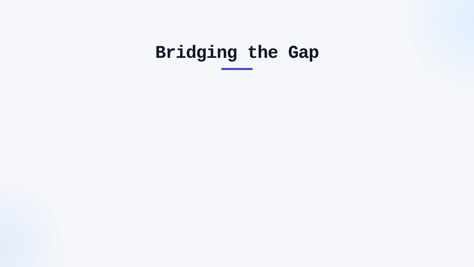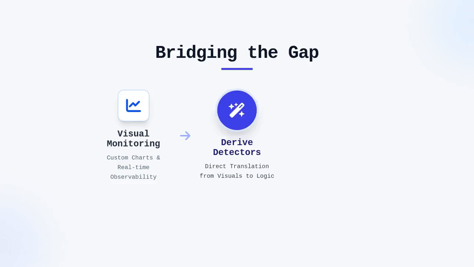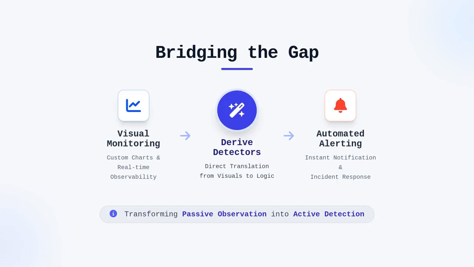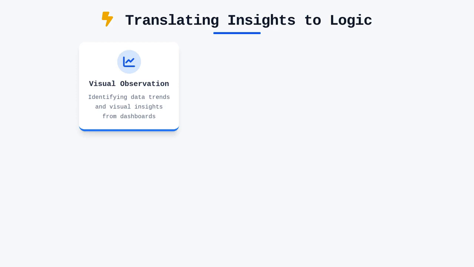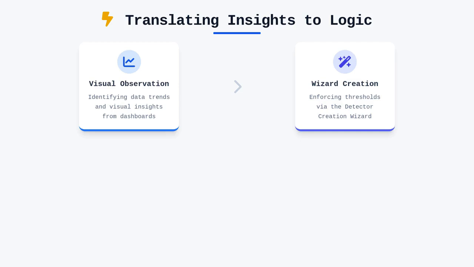Hi there. Let's explore how to bridge the gap between visual monitoring and automated alerting by deriving detectors directly from your custom charts. In this chapter, we focus on the efficiency of translating visual insights into automated operational logic. You will learn how to transition from simply observing data trends to enforcing defined thresholds through the detector creation wizard. By mastering these workflows, you reduce the time required to configure robust alerting systems from scratch.